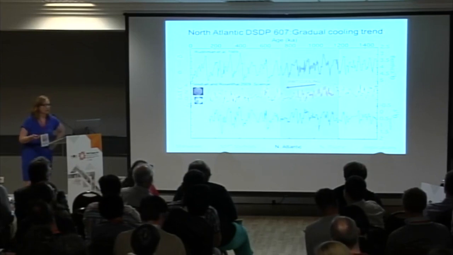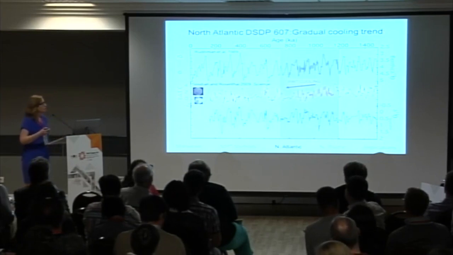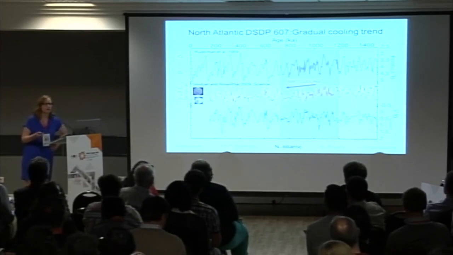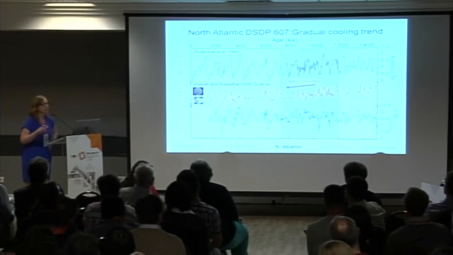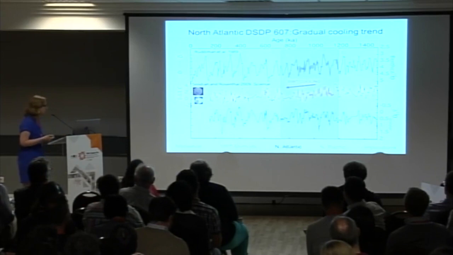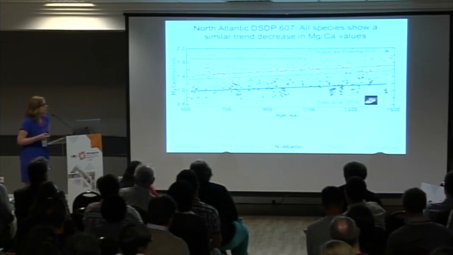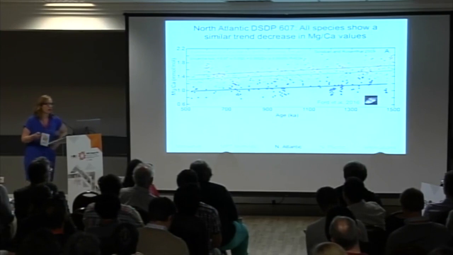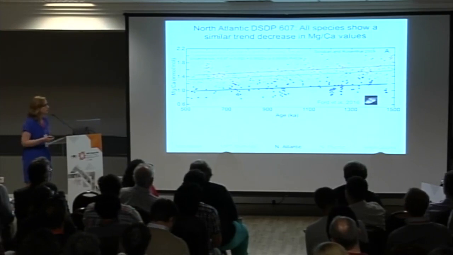However, this record had been questioned because the two species that Cindy used, Wollerstorfi and Umbonatus, are known to have changes, or their magnesium-calcium values are known to be affected by changes in carbonate ion saturation. So one thing that we did is we revisited site 607, and we did the magnesium-calcium values of Uvigerina, which are here in blue, which are not thought to be influenced by carbonate ion concentration.